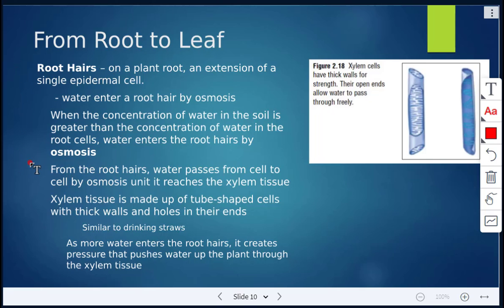From the root hairs, water is going to pass from cell to cell by osmosis until it reaches the xylem tissue. The xylem tissue is made up of these tube-like cells. They have thick walls, and then they have these holes on either end. They're very similar to drinking straws. So as more water enters the root hairs, it creates this pressure that pushes water up the plant through the xylem tissue. In this diagram, I'm just showing that they're tube-like cells. They have thick walls for strength. They have the open ends, which allows water to pass through freely.